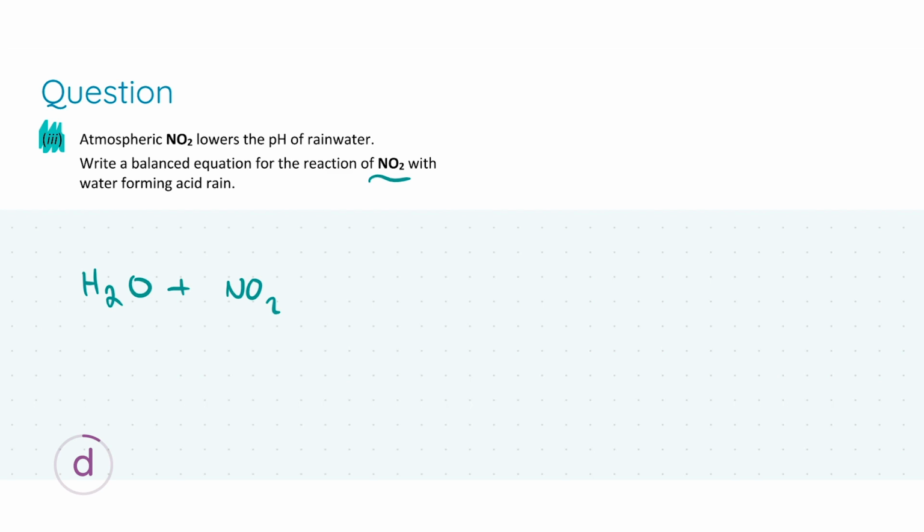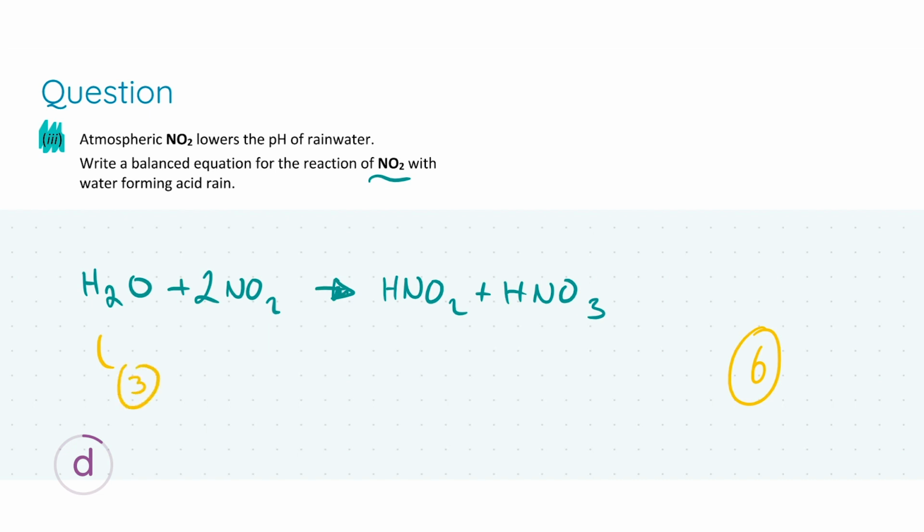In order to balance this correctly, we're going to need to put a 2 in front of our NO2, and then this is going to convert into HNO2 plus HNO3. Here we have shown that when water mixes with NO2 in the atmosphere and the equation is correctly balanced, what we get on the right hand side is HNO2 and HNO3, which are components of acid rain. There were 6 marks going for this question: 3 marks for correctly writing out the formula, and another 3 marks for balancing the equation correctly.